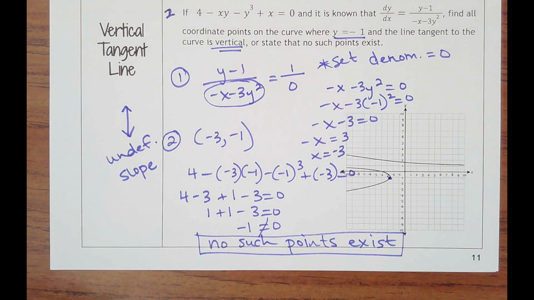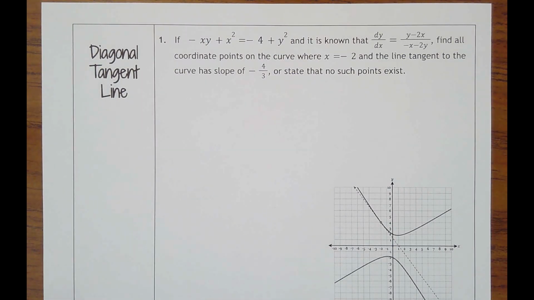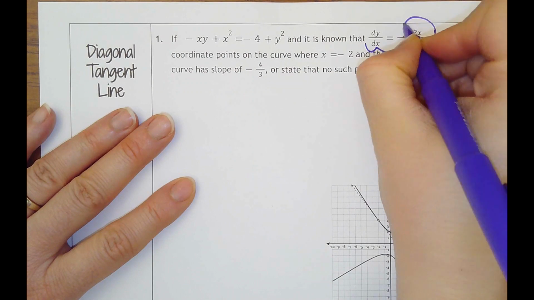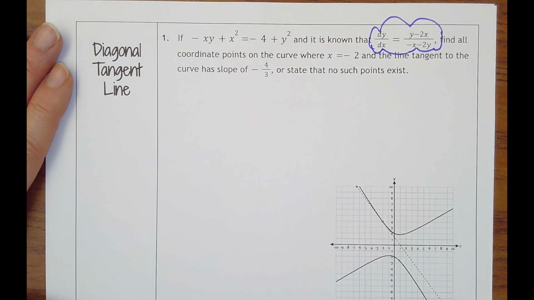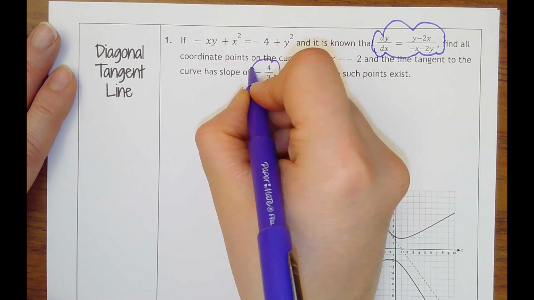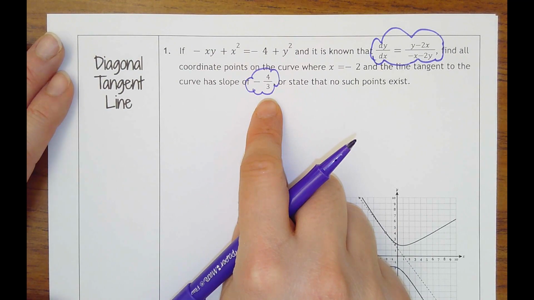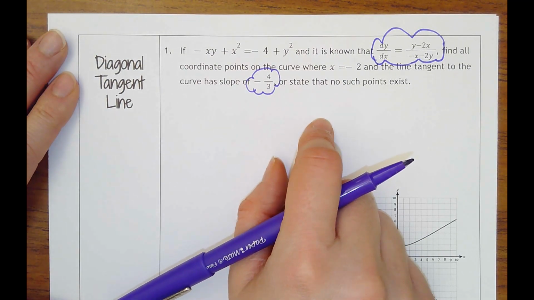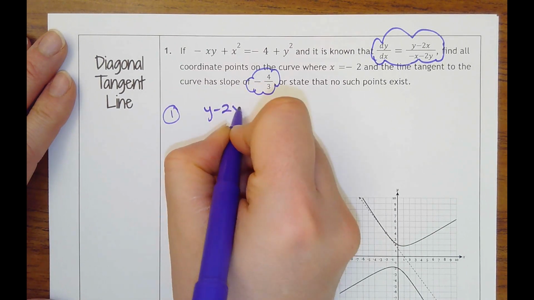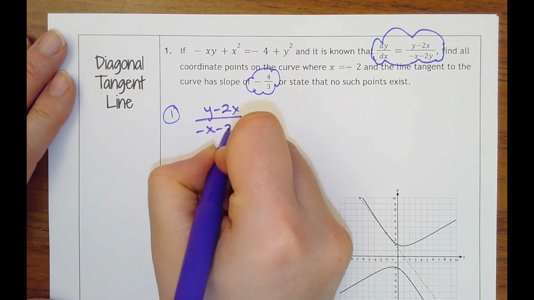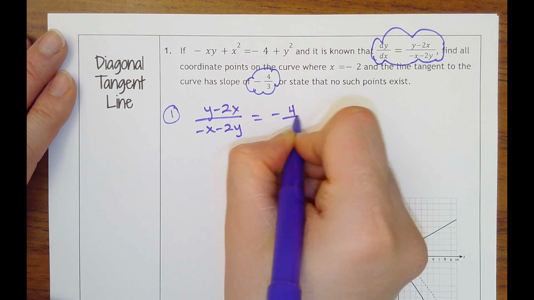Okay, and then there's one more that has a diagonal tangent line. We've got a new equation. They're telling us the derivative formula. Find all coordinate points on the curve where x equals -2 and the line tangent to the curve has a slope of -4/3. So they're just giving us some value for the slope, or maybe no points exist. So let's go ahead and take our derivative formula, set it equal to -4/3 slope.